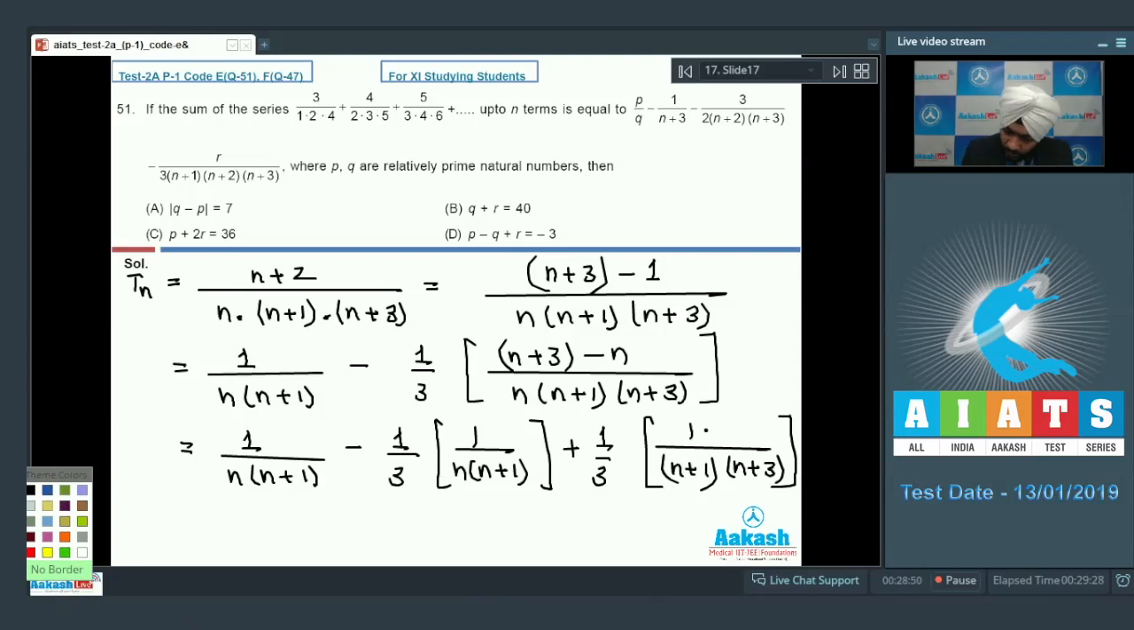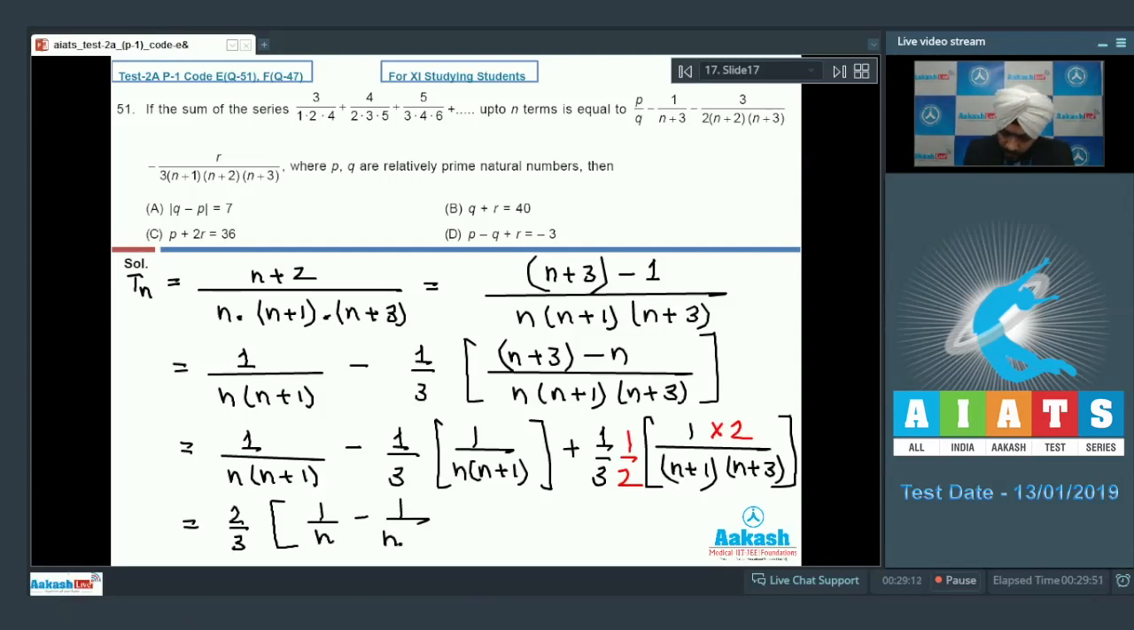For 2, I will have to multiply and divide by 2. So here it is multiplied by 2 and divided by 2. So what are we going to do? 2 by 3, 1 upon n into n plus 1. So that is 1 by n minus 1 by n plus 1. And this is 1 by 6. So n plus 3 minus n plus 1 in the numerator. So 1 upon n plus 1 minus 1 upon n plus 3. This is the preparation for finding out the sum of the series. I have finally split the general term as a difference of two terms here as well as here.